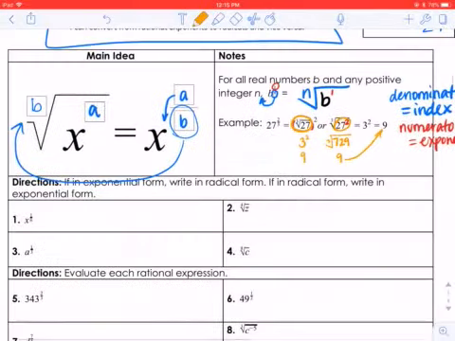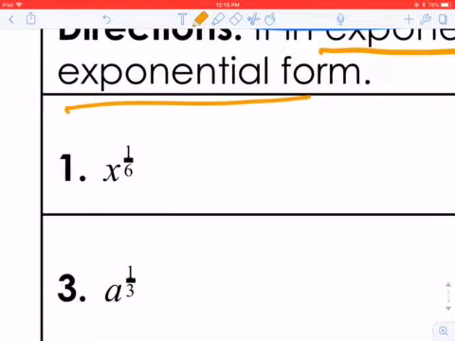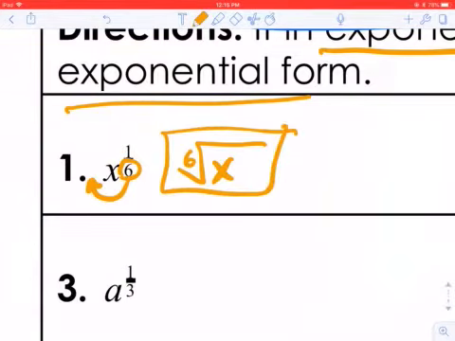The directions here are, if it's in exponential form, you write it in radical form. If it's in radical form, you write it in exponential form. So here, I would take my denominator, move it out in front, and I get 6. Then my x stays in the same place, and I have a 1 there. I don't have to write it, but I can if I want. That would be my answer for that one. It was in exponential form, and now it's in radical form.